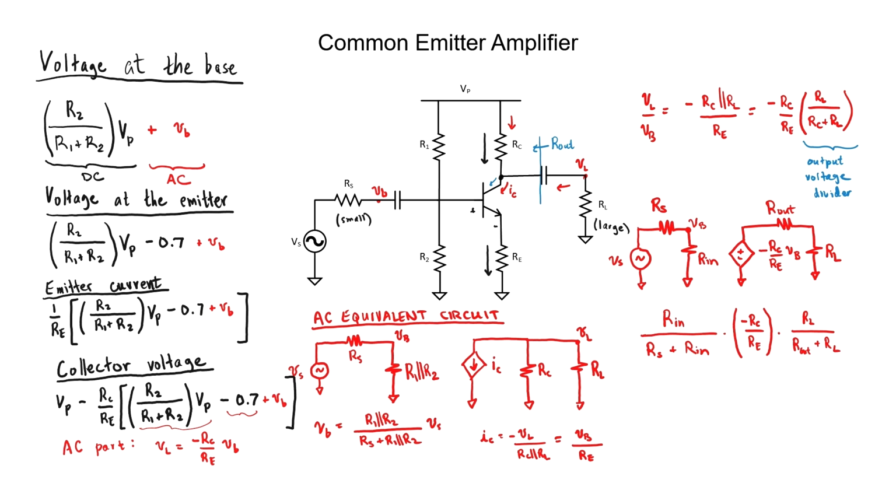Now, what about on the emitter side? What happens if we make the emitter resistor too small? Well, the smaller we make R sub E, the larger the current through the emitter becomes.